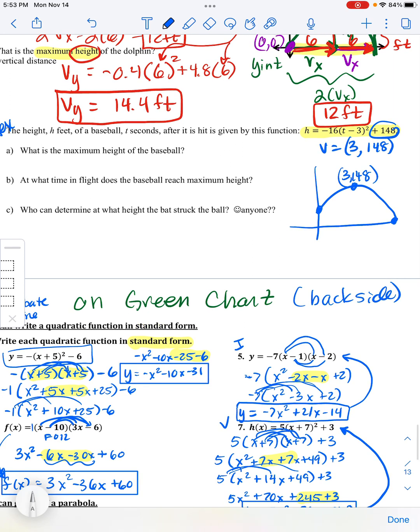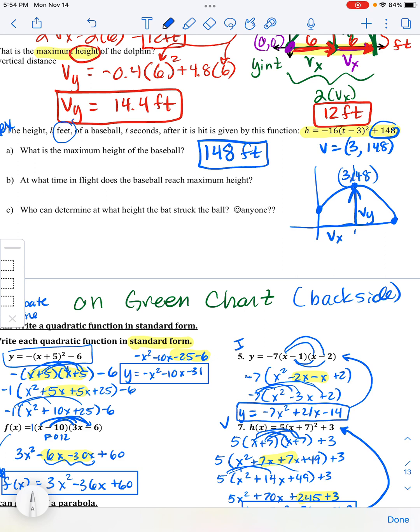What is the max height? Okay, well, if this is the vertex, the max height is going to be the y part of the vertex. So I don't have to do any math. I just say 148. Okay, it's in feet. Feet goes 148 feet up.